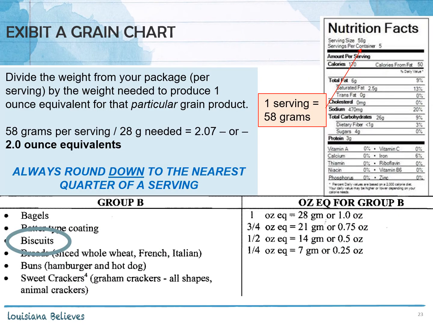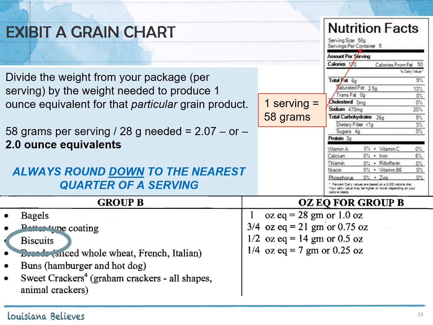Let's look at an example of using a food label and the Exhibit A grain chart to determine the ounce equivalents in one serving of a biscuit. Per the ounce equivalency chart or Exhibit A grain chart, biscuits fall under Group B. First, we will divide the weight from your package per serving by the weight needed to produce 1 ounce equivalent for that particular grain product.